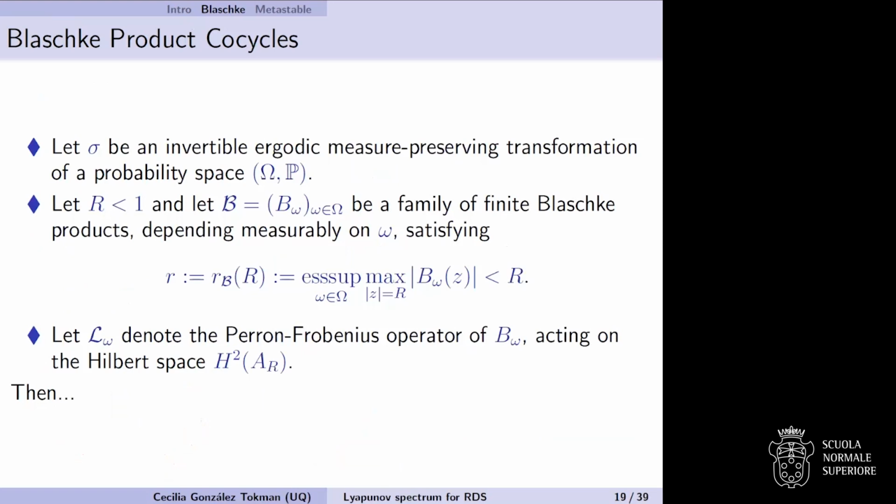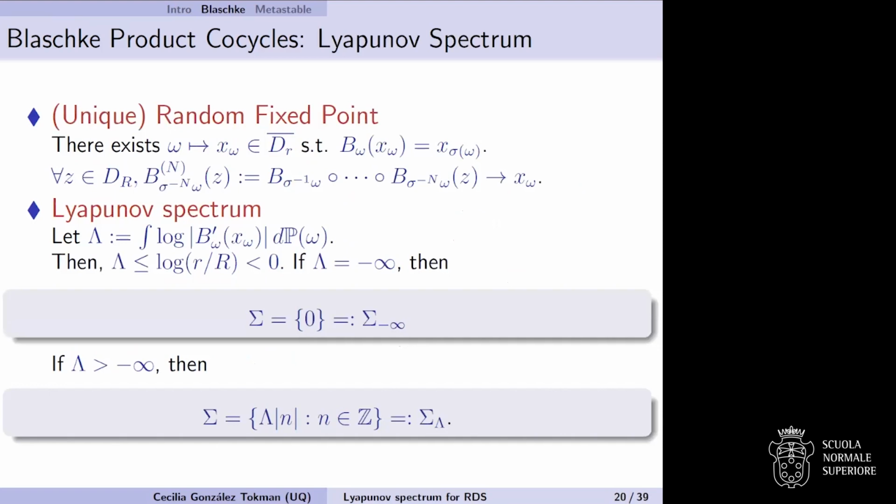So what we are investigating here is a case of random compositions of these Blaschke products. And for that, we have our driving system, sigma. We fix some annulus where all of these maps are acting. So the same annulus should work for all of our maps. And if we call L_omega the transfer operator associated to this Blaschke product, then the first thing that we found was that there is a random fixed point, namely a family or a function omega maps to x_omega. So this is a point inside a disk of radius less than 1, which satisfies this random fixed point property. So x_omega gets mapped to x_sigma(omega) by the dynamics. And this is an attracting fixed point.